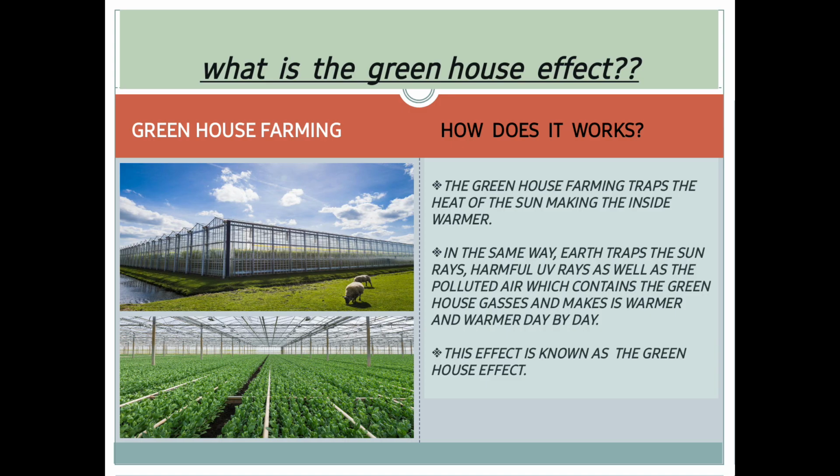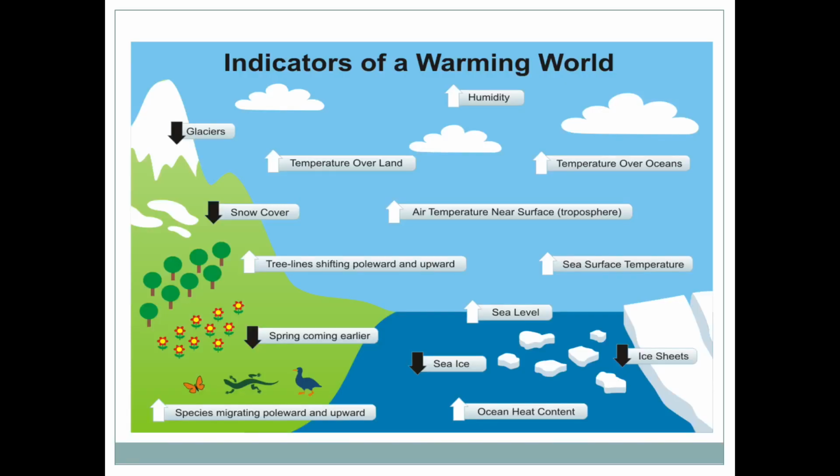In the same way, Earth traps the sun rays, harmful UV rays, as well as the polluted air which contains greenhouse gases, and makes it warmer and warmer day by day. So just as greenhouse farming functions, the world is facing the greenhouse gases and pollutants, and the harmful UV rays are being trapped in the same way. Here we can visualize the greenhouse effect.